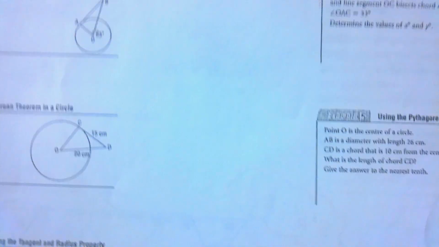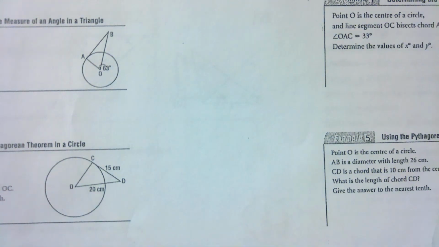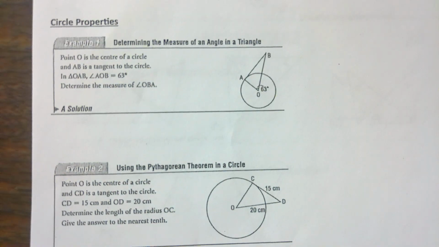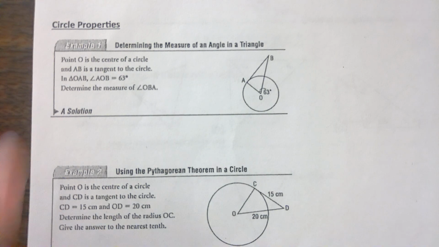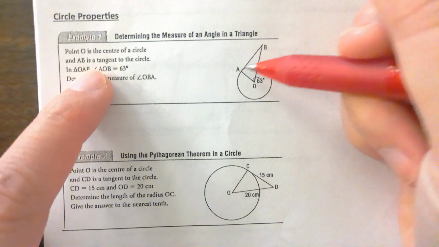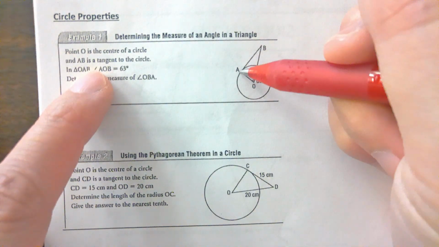Okay. Let's do some examples right here. Page 7. Doing circle properties. Okay, one of the properties is that if AB is the tangent, which, sorry, let me see.